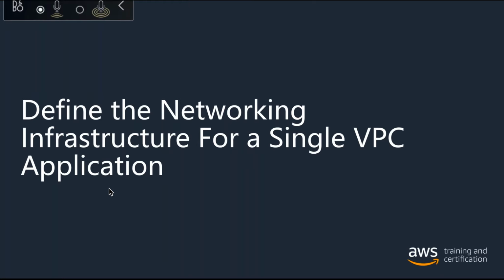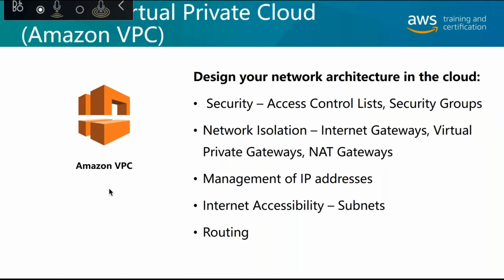So define the networking infrastructure for a single VPC application. Now we're going to get into networking a bit. It's really important that you understand what a VPC is, how a VPC has a CIDR, which determines the pool of private IP addresses for that VPC. And then within a VPC, you can have public and private subnets. You can also have what we call protected subnets, but the idea is by default, a VPC is isolated.